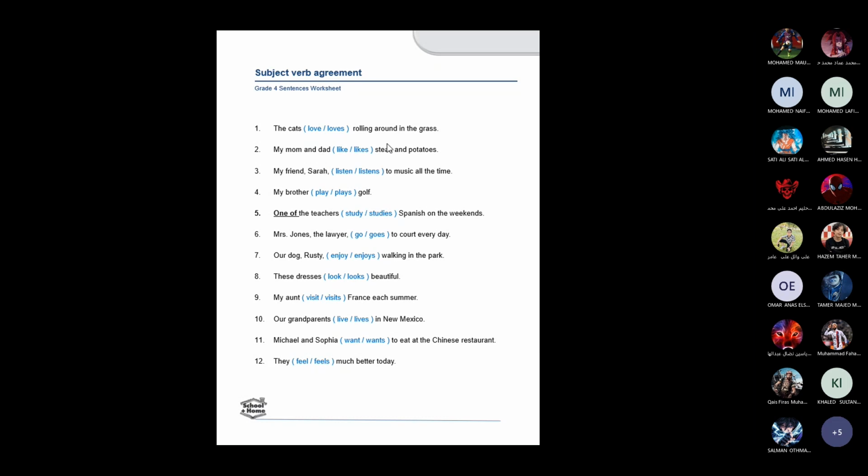So you have two sides to decide that the subject and the verb agree or not. How? Number one, according to the spelling. If one of them ends in S, the second one must be without. Number two, according to the meaning. If the subject refers to plural of people, of persons, of things, the verb must be without S. So you have to play in the two sides, okay?